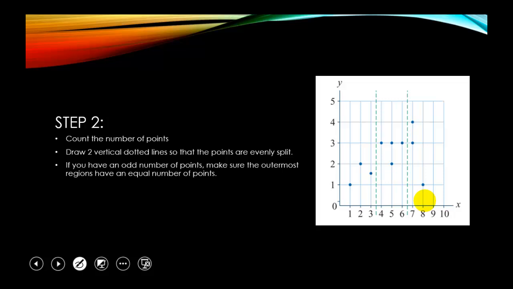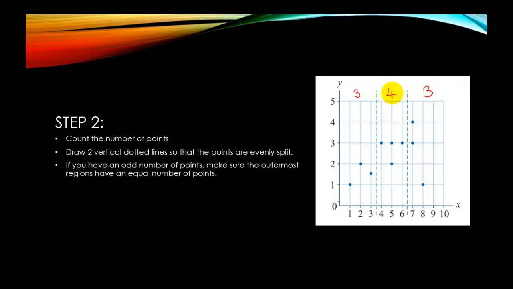And what I mean by evenly split, if you look at this diagram here, you've got 1, 2, 3 points in this first section, 1, 2, 3, 4 points in the middle section, and 1, 2, 3 points in the final section. Now you can't split 10 into 3 evenly, of course. So it's best in that situation to have the same number of data points on the outermost regions. So in this situation, we've got 3 on the left region and 3 in the right region, with 4 in the middle region.